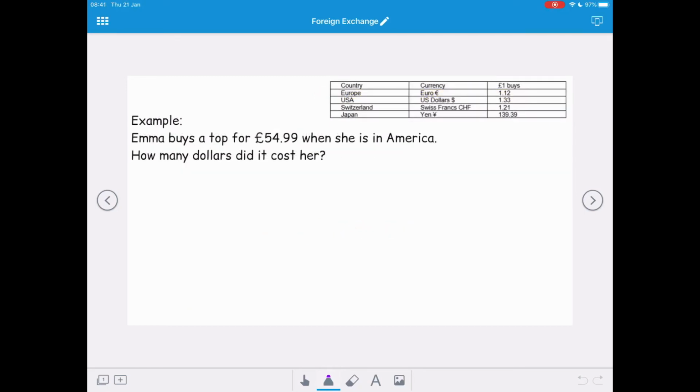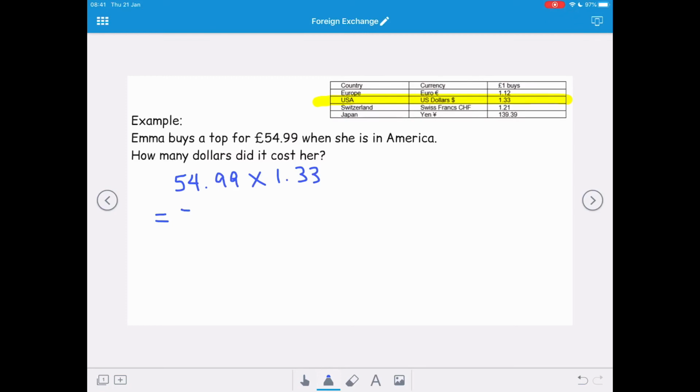Now in our second example, Emma buys a top for £54.99 when she's in America. How many dollars did it cost her? So what we need to do is work out which of these exchange rates we're going to use, and this time it's America, it's US dollars, and we're getting £1 buying $1.33. So how many dollars did it cost her? We need to multiply our £54.99 by the exchange rate. So we're multiplying by 1.33.